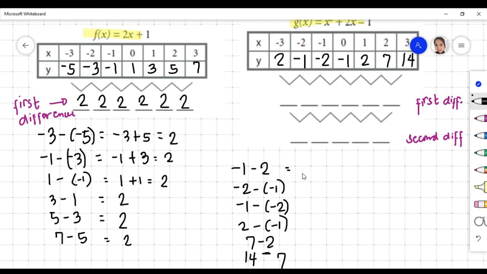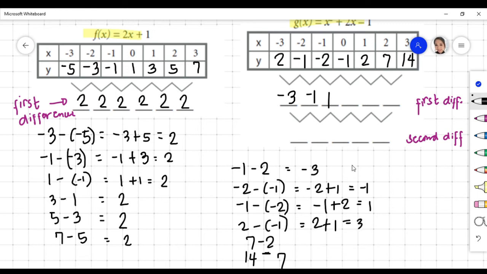So let's subtract. -1 minus 2, that is -3, and -2 plus 1, that is -1. Here we have -1 plus 2, because negative times -2 is +2. So that is +1. 2 plus 1, that is 3. And 7 minus 2 is 5. 14 minus 7 is 7.